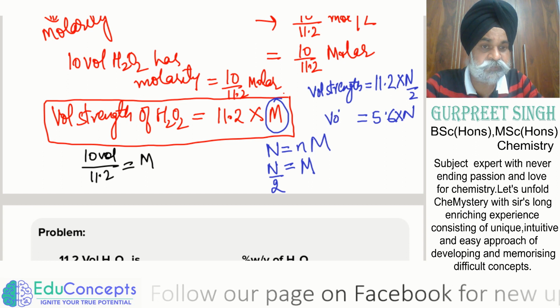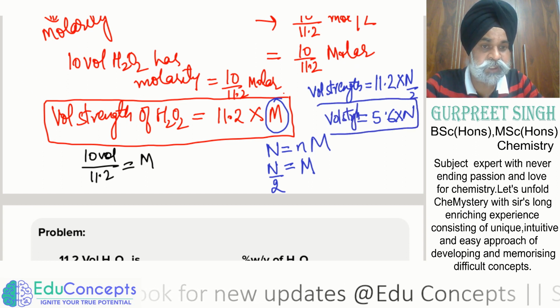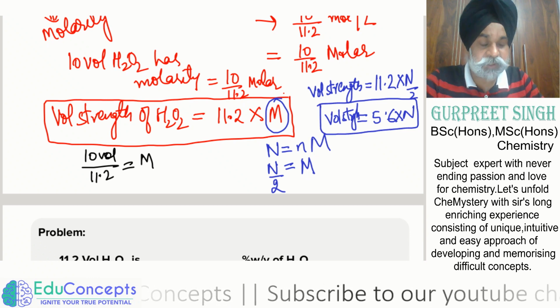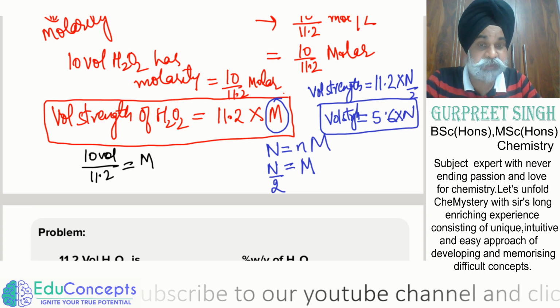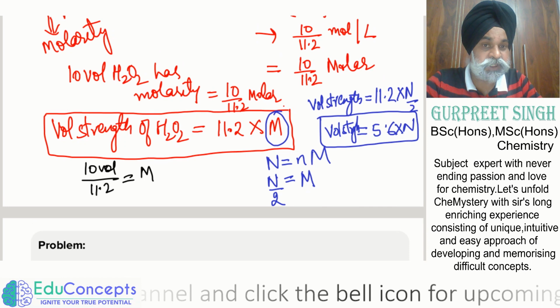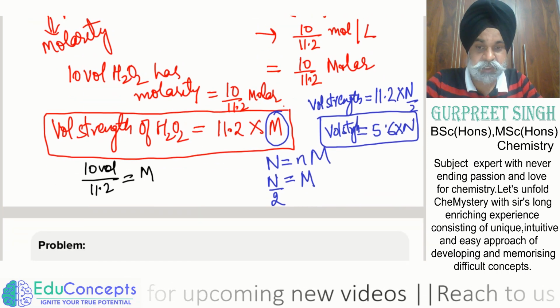So this is another formula which you could simply apply. If normality is given to you, then you have to multiply it with 5.6. If molarity is given to you, then it has to be multiplied by 11.2. Now once you are clear with the concept, you can convert this into any concentration term.